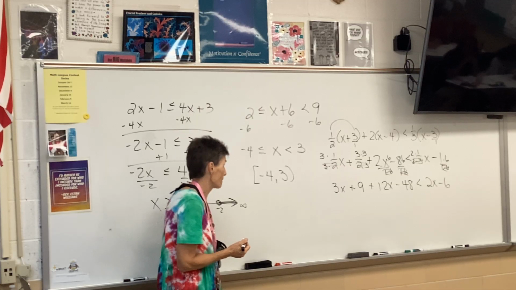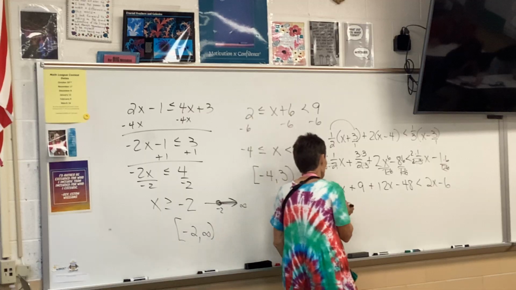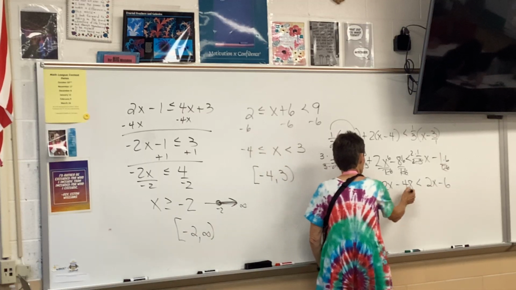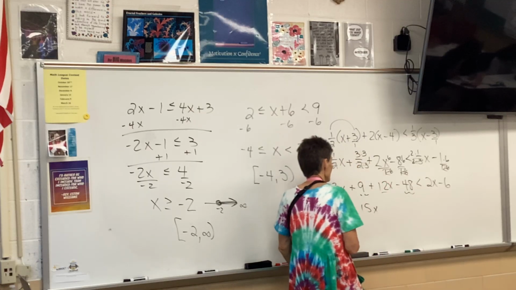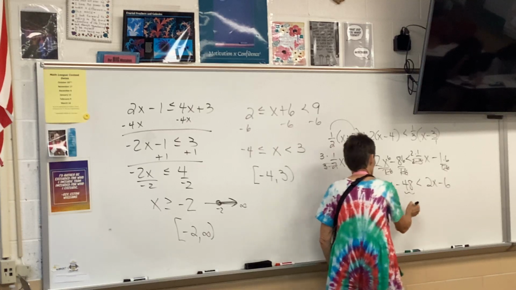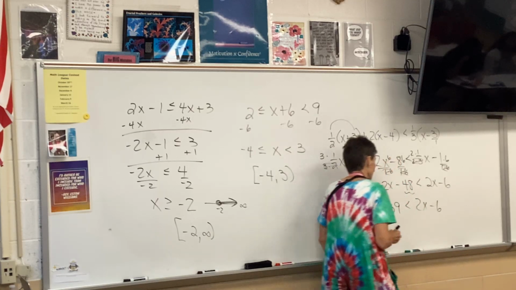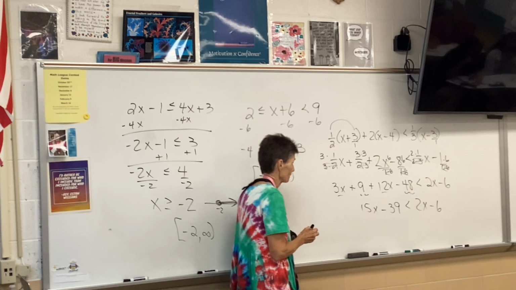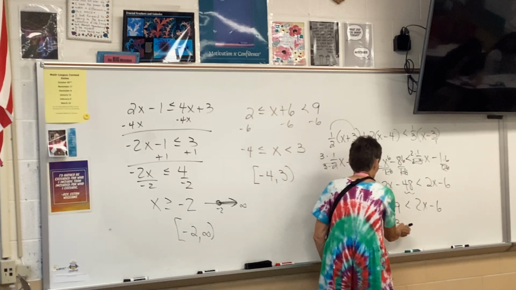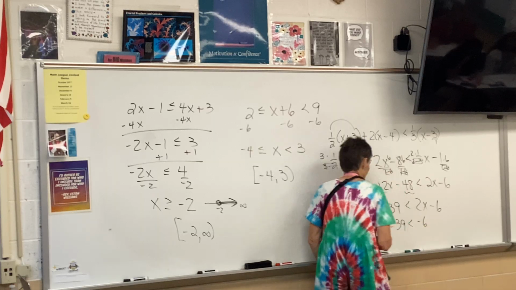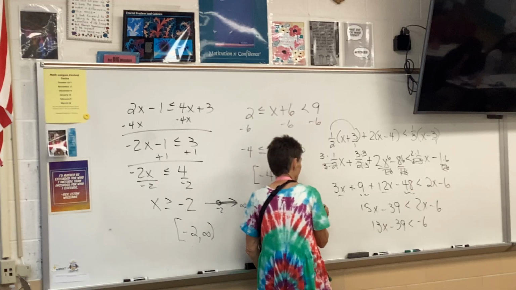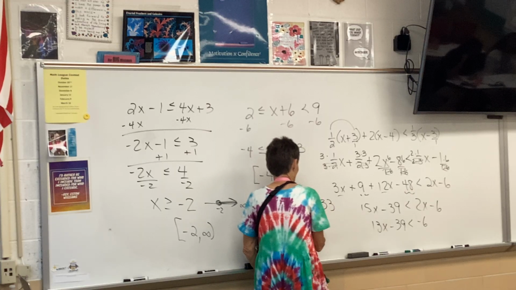What do I do now? One like that. So let's add these and get 15x. Let's add these and get negative 39. Yep. And nothing over there. So I'll subtract 2x. I'll add 39 and divide.